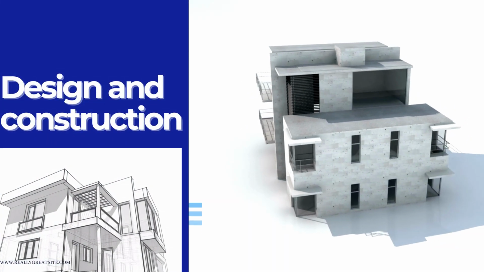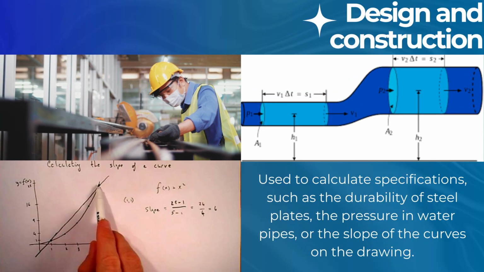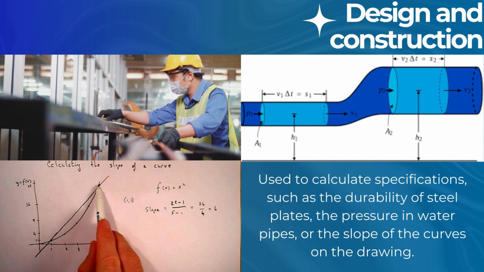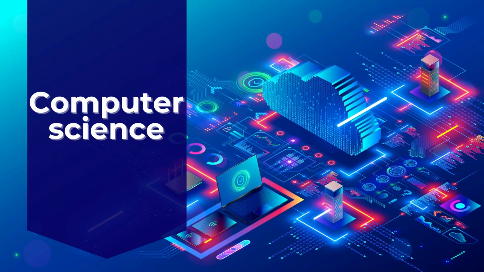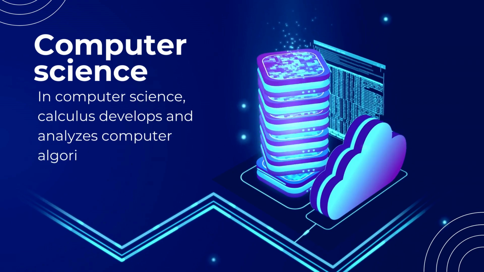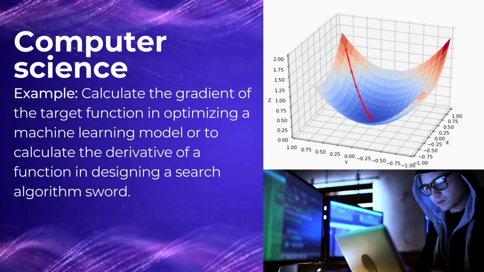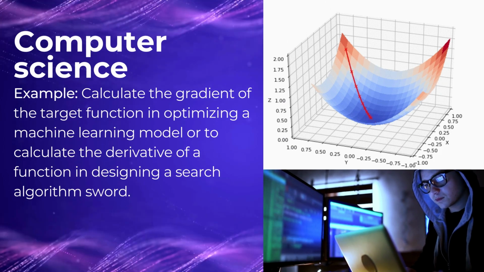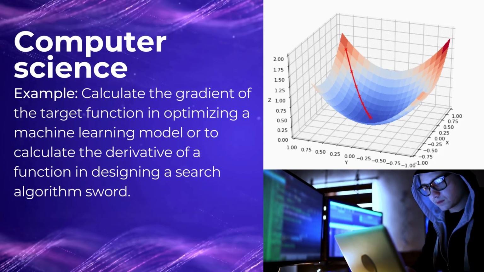In design and construction, it is used to calculate specifications such as the durability of steel plates, the pressure in water pipes, or the slope of the curves on the drawing. In computer science, calculus develops and analyzes computer algorithms. For example, calculate the gradient of the target function in optimizing a machine learning model, or to calculate the derivative of a function in designing a search algorithm.